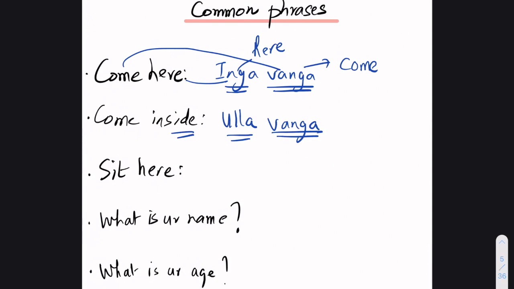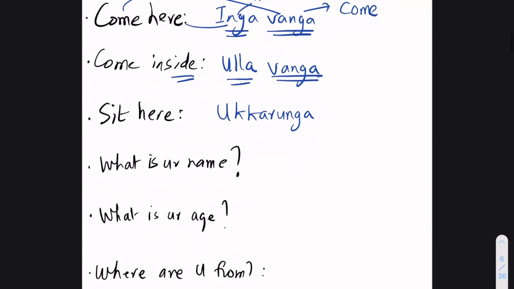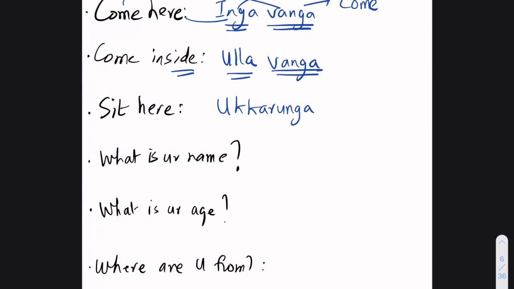Sit here means utkarunga. Again, respect. Utkar means to sit. So utkarunga. Okay. What is your name? So we saw what is your age. What is the Tamil? Just recollect. Okay. What is your age? Unga vayasu enna. Unga means you. Vayasu means age. Enna is what.